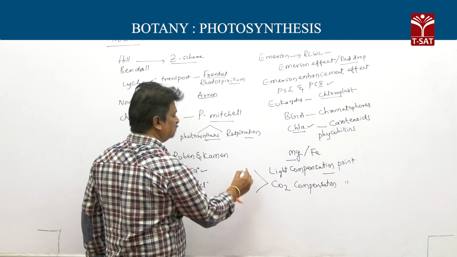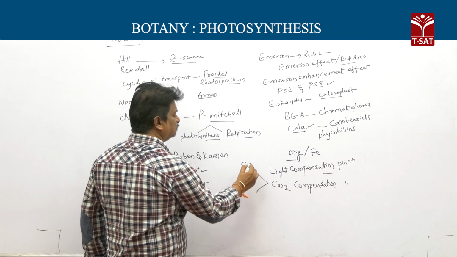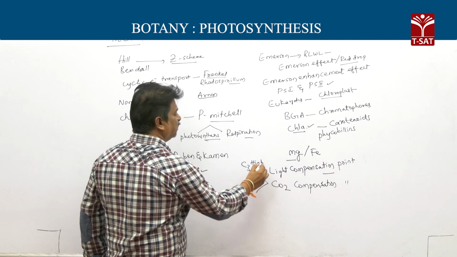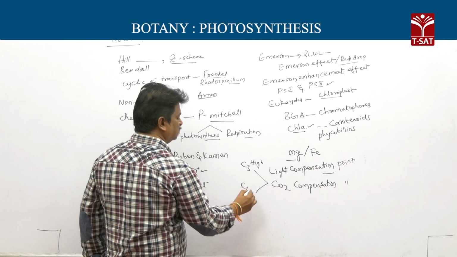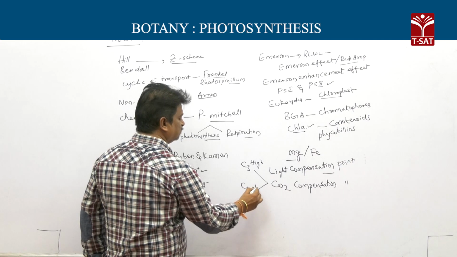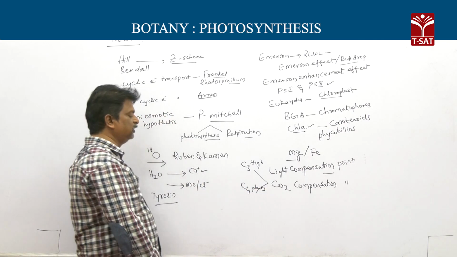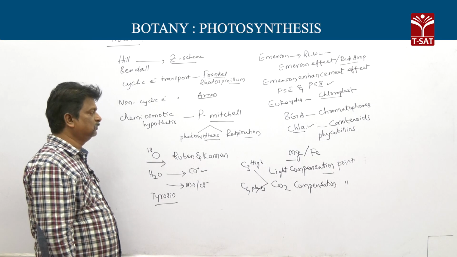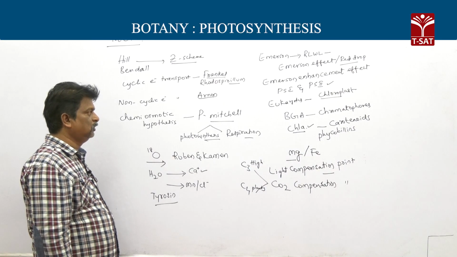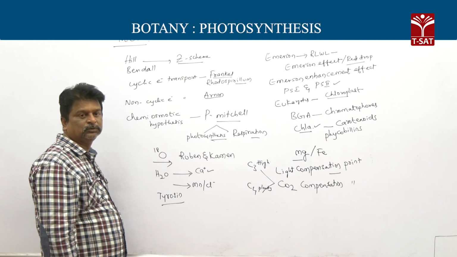Generally, C3 plants show high compensation point and C4 plants negligible or almost absent.